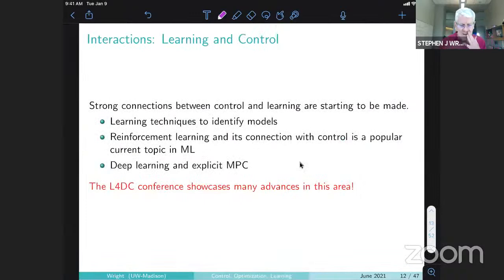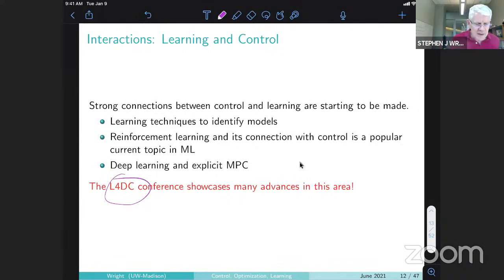Okay, so let me say a little bit about learning and control. I'm not going to say much about this because, of course, this workshop follows on the heels of the L4DC conference, which is all about the interface between learning and control. So you will have heard a lot about that in the last 10 days or so. In fact, I think Michael Jordan spoke at that conference, so you probably heard him speaking on this topic that I was just discussing.